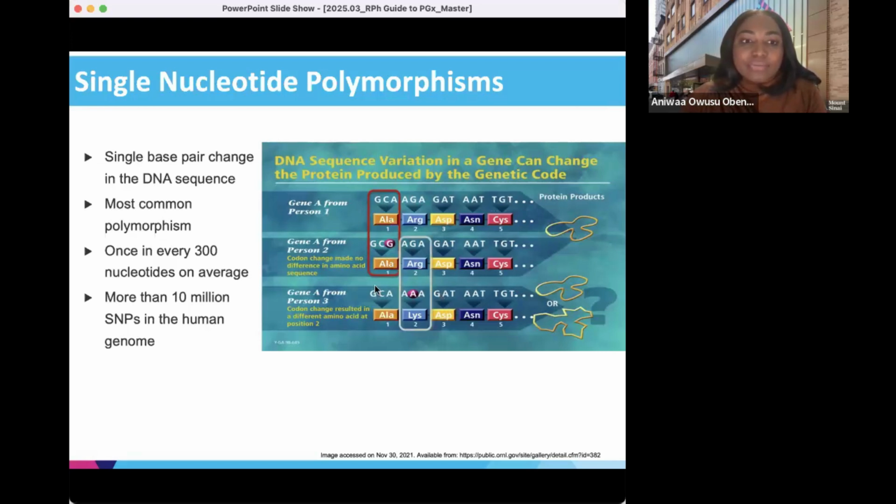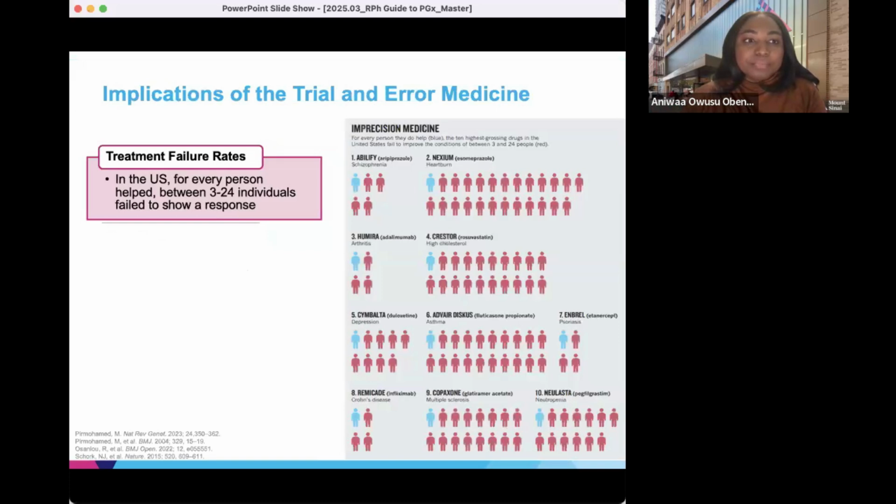However, let's look at person two and person three, where there has been a change from an AGA to an AAA. This changes one amino acid from an arginine to a lysine, and that can change how well the protein functions ultimately. So that's why these single nucleotide polymorphisms are important. They can change how things are translated and what that results in as well.